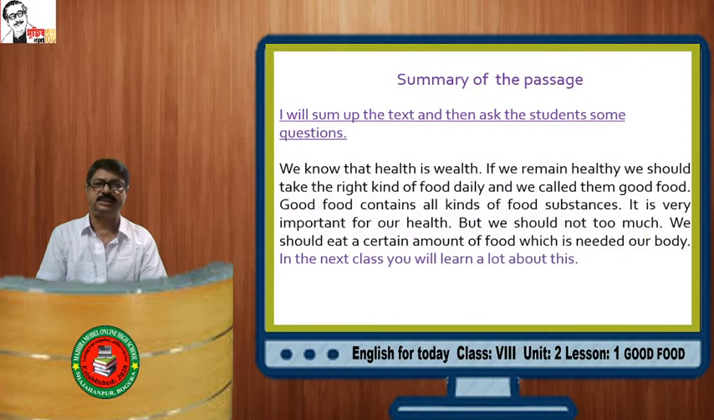Summary of the passage. I will sum up the text and then ask the students some questions. We know that health is wealth. To remain healthy, we should take the right kind of food daily, and we call them good food. Good food contains all kinds of food substances, very important for our health, but we should not eat too much. We should eat a certain amount of food which our body needs. In the next class, you will learn a lot about this.